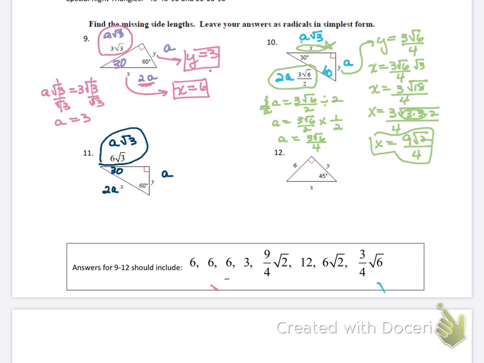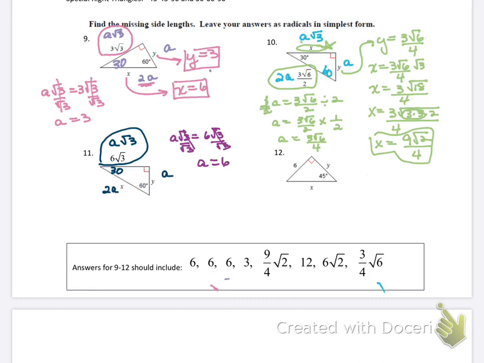Okay, so now let's start working this out. So if I know that A root 3 is going to equal 6 root 3, get A by itself, because that's always going to be our goal. Okay, A will equal 6.